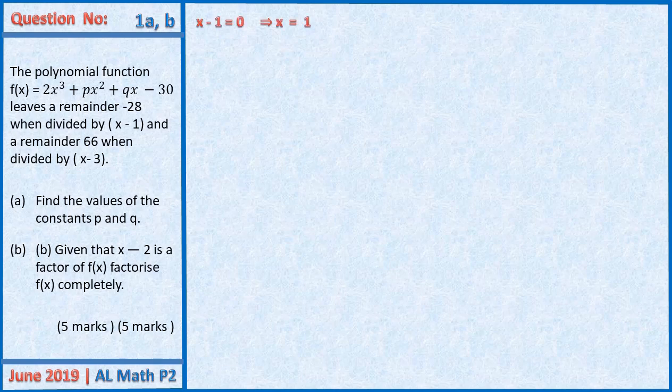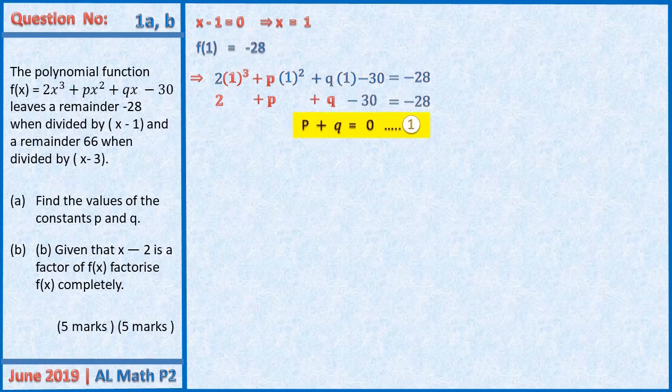So my dear friends, if x minus 1 equals 0, then x equals 1. And putting the value of 1 into this function should actually give us minus 28. So f of 1 should be equal to minus 28, and that is the remainder. So this gives us 2 into 1 cubed plus p into 1 squared plus q into 1 minus 30 equals minus 28. And when we simplify all of this, we obtain p plus q equals 0, equation 1.